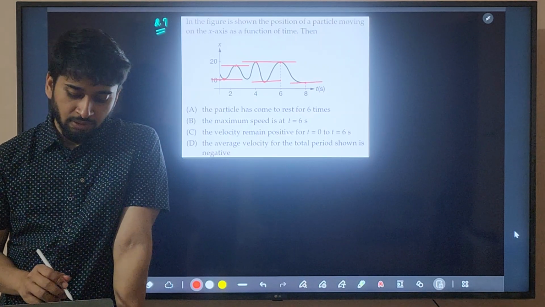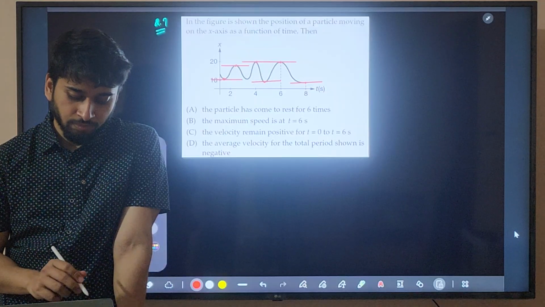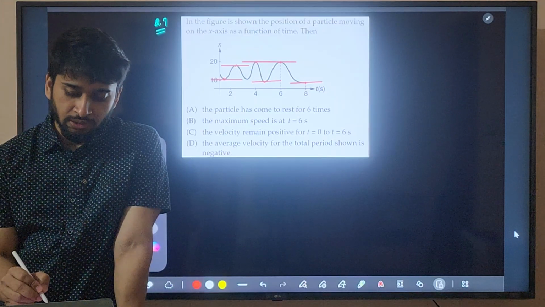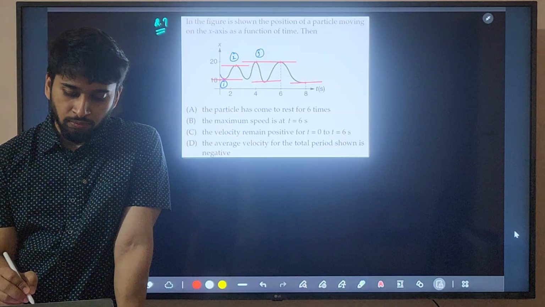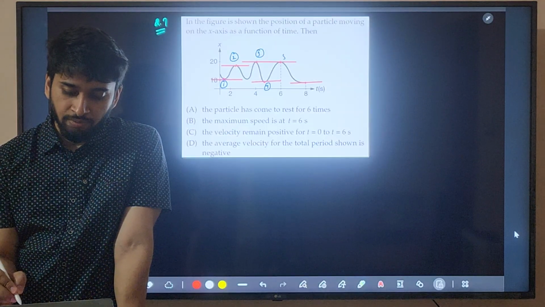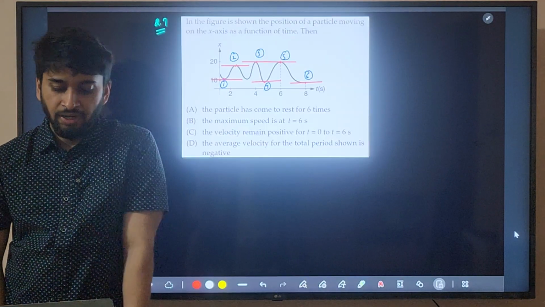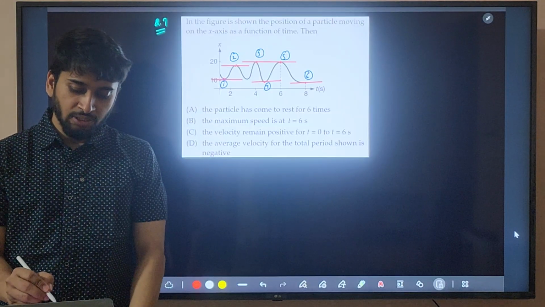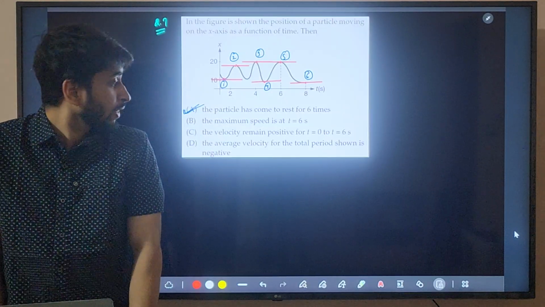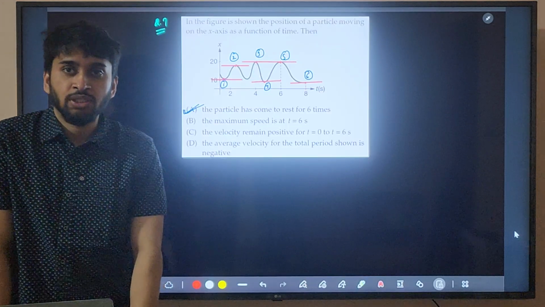So how many times is that? That is the count. So this is 1, 2, 3, 4, 5, 6, right? So 6 times. So option A is actually correct, right? Moving on to the next option, option B.